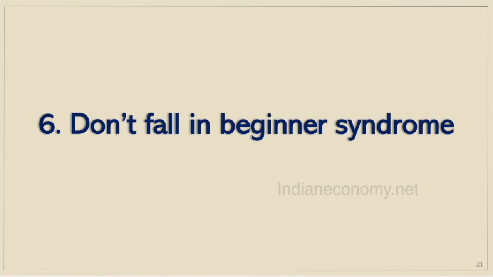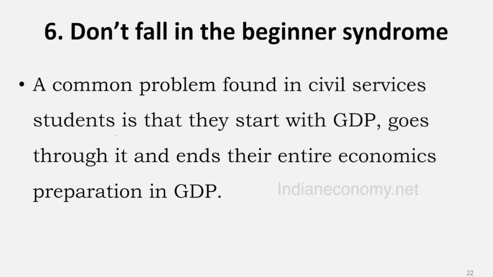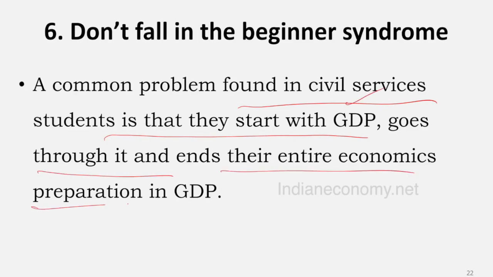And the next one is don't fall into beginner syndrome. And what is beginner syndrome? A common problem found in civil services students is that they start with the GDP, go through it, and end their entire economics preparation in GDP. This is a common problem. I'm not saying it is a disorder, but it is a problem. Usually you can find in several civil service students, they consider that GDP is very important, so they try to learn GDP.